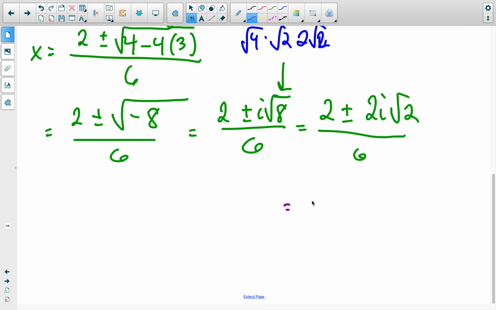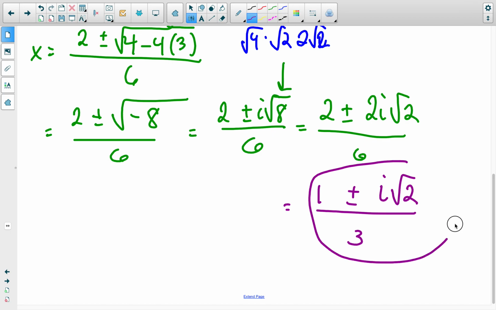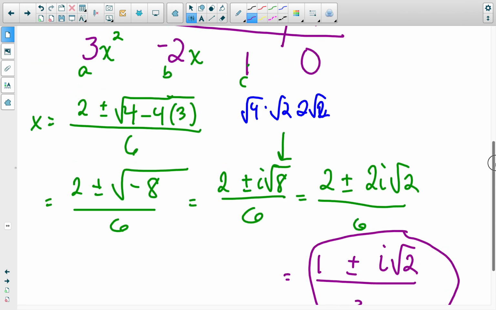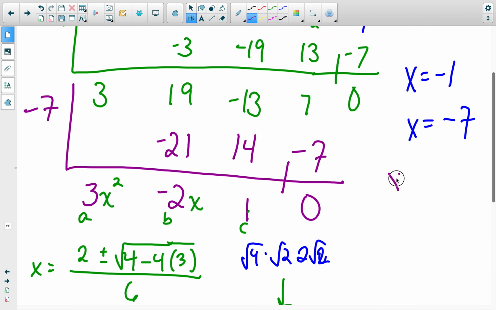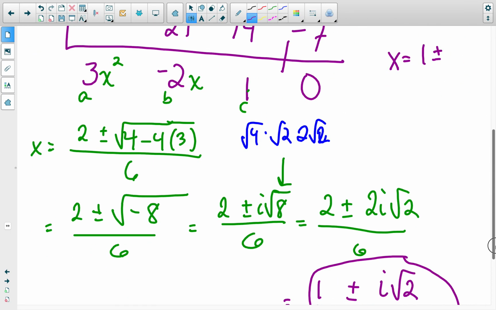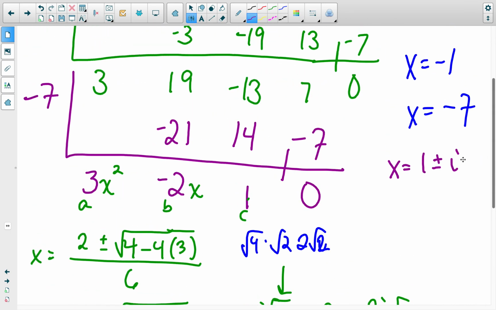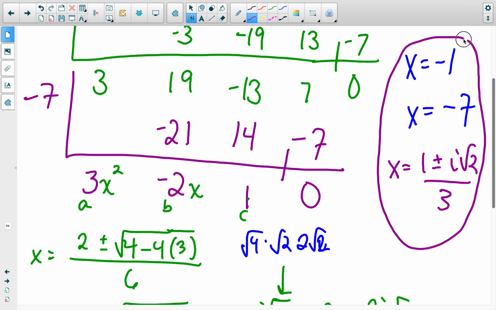We're going to simplify, right? We're going to divide everything by 2 that we can. So we'll end up with 1 plus or minus i root 2 over 3. Okay, this 2 is stuck underneath the radical. It will not be divided by 2. It's going to stay the same. But this 2 and this 2 and the 6, they will all be divided by 2. Okay, so x equals 1 plus or minus i root 2 over 3. So now we have all of our zeros of this function. We are done. Look at your practice. Let me know what questions you have.